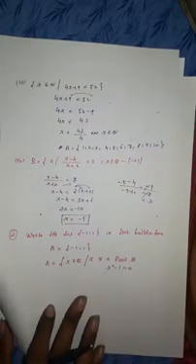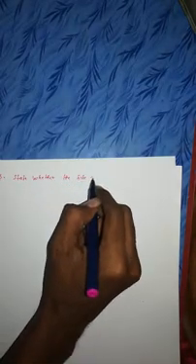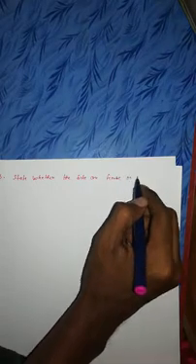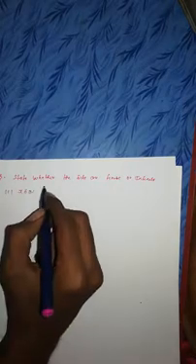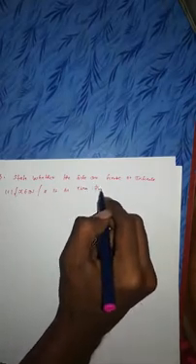The third one: state whether the following sets are finite or infinite. Very simple. If the set is countable, or the set ends, we can say the set is finite. If the set never ends, we can say that the set is infinite. The first: the set of all x in natural numbers such that x is an even prime number.